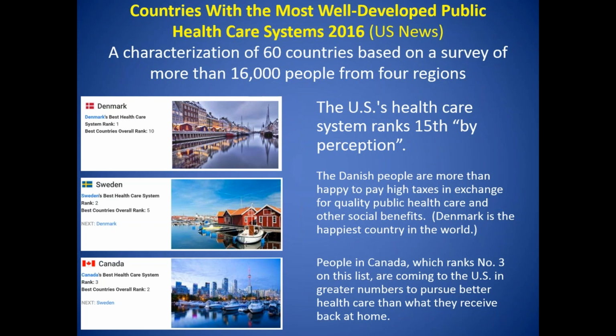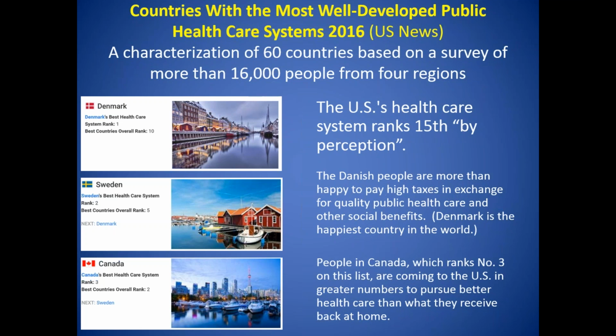The highest ranking system among the list was the Danish system, and I found this very interesting, again, because of our most recent presidential election and strong feelings that appear in the United States related to taxes. Danes pay the highest taxes among the population surveyed in these 60 countries, and they also have high-quality public health and social benefits. What's interesting, as part of this survey, they also identified Denmark as the happiest country in the world. Despite it being directly across the border from us, Canada was ranked #3 in terms of having the most well-developed public health care system.